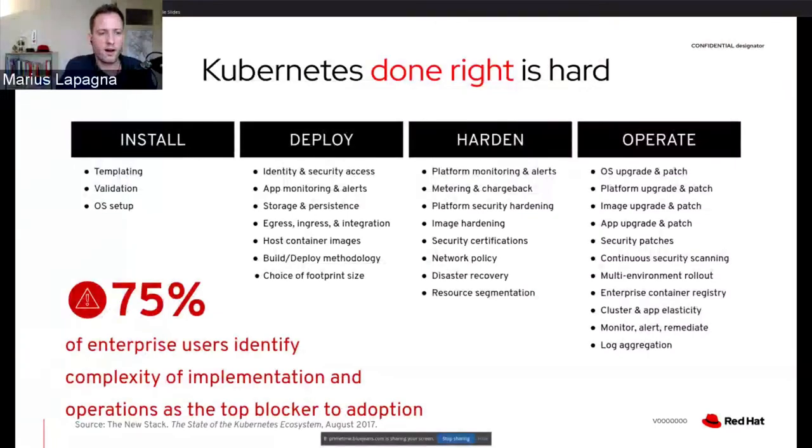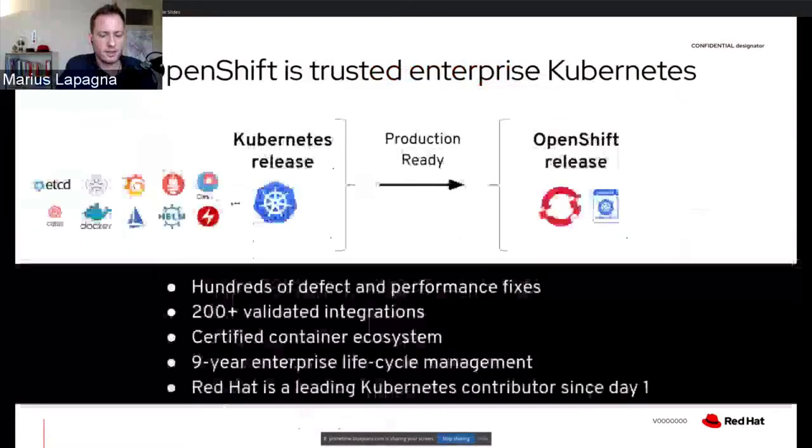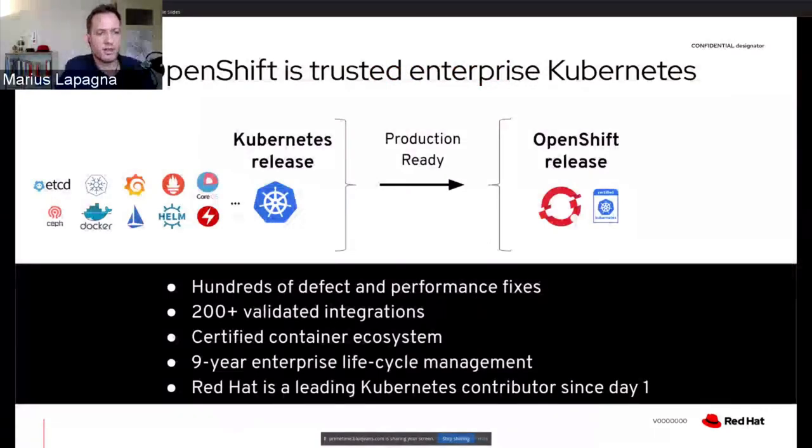So all I told you is integrated in OpenShift, and that's why Red Hat calls OpenShift the trusted enterprise Kubernetes. So on the left, we see all these open source projects and the Kubernetes release. We secure it, we tie it together, we make it production ready, and we make an OpenShift release out of it. We're not the only ones who are providing this for our customers.